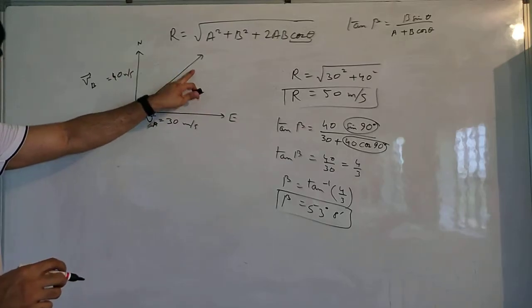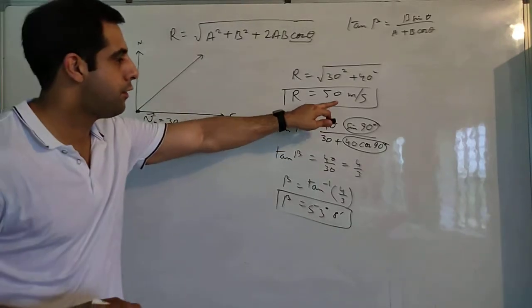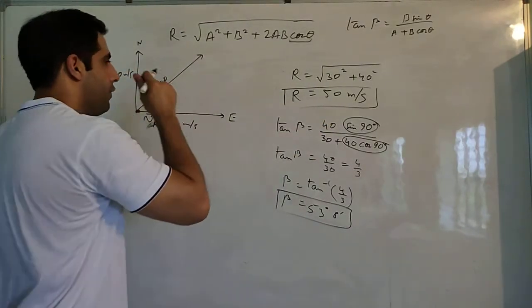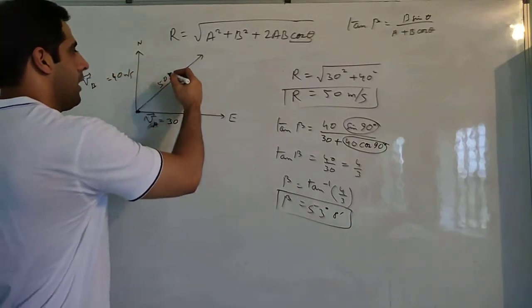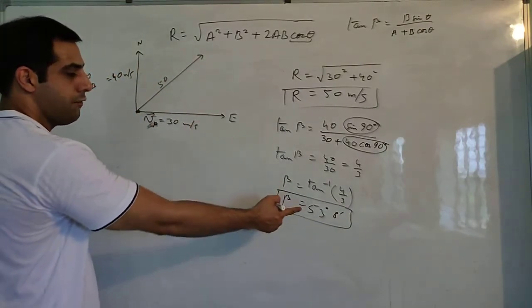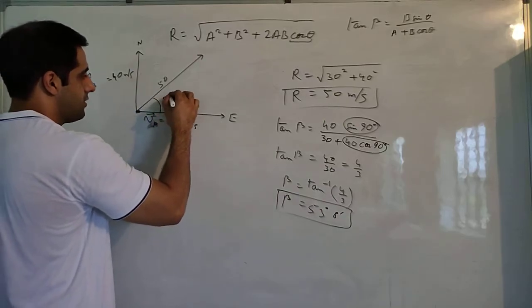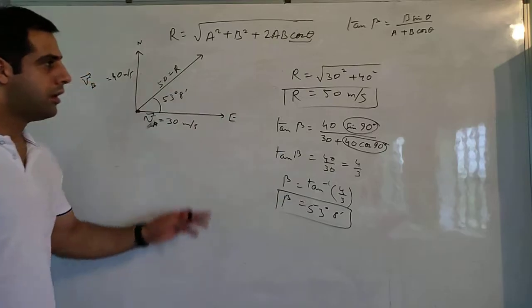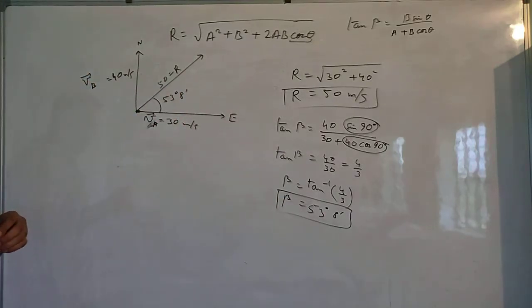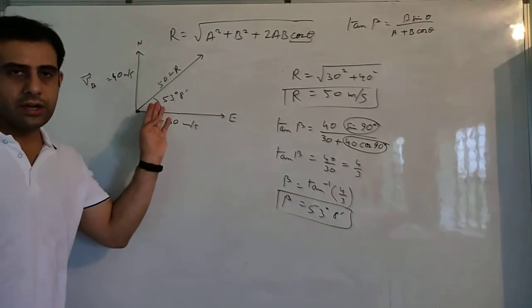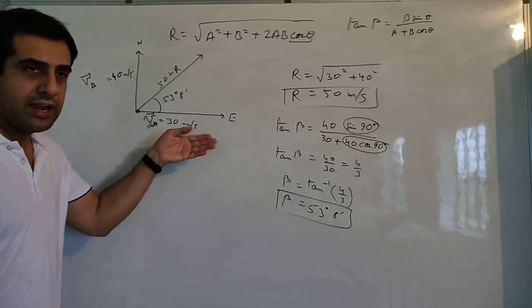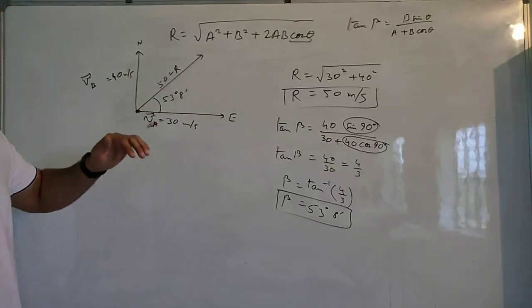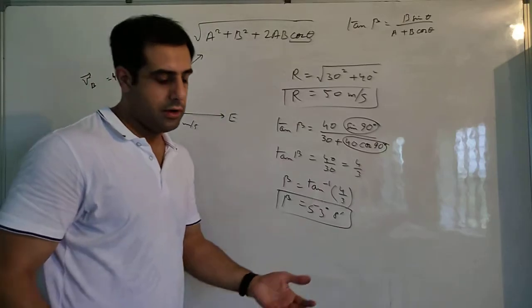Now this is the resultant. What is the magnitude of this resultant? 50. And in which direction? What is the angle? 53 degrees 8 minutes. So this will be equal to your resultant. Now you can say that the resultant velocity will be 53 degrees 8 minutes from vector A, and the magnitude of the resultant will be equal to 50 meter per second.